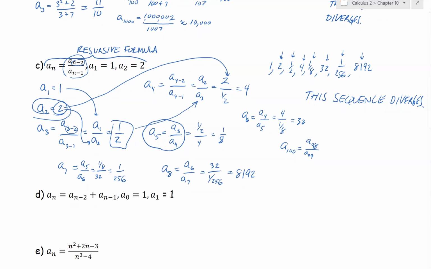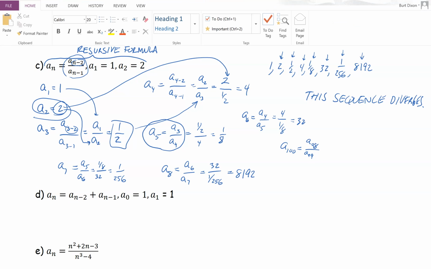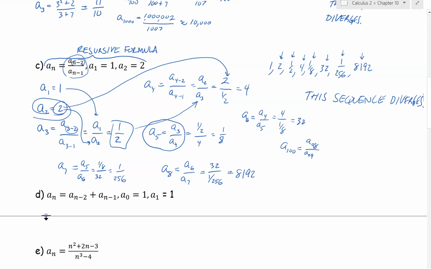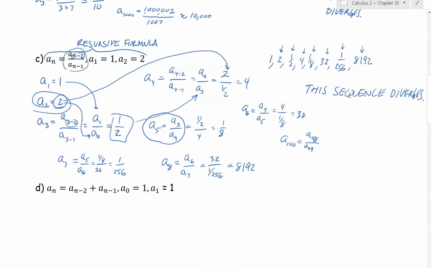Okay, so now I would like you to press pause on your video and go ahead and try example D. This is another example of a recursive formula. And so see if you can generate 4 or 5 or 6 terms in this sequence, and then determine whether it converges or diverges. So go ahead and press pause, and don't press play again until you're all done and ready to compare with my solution.